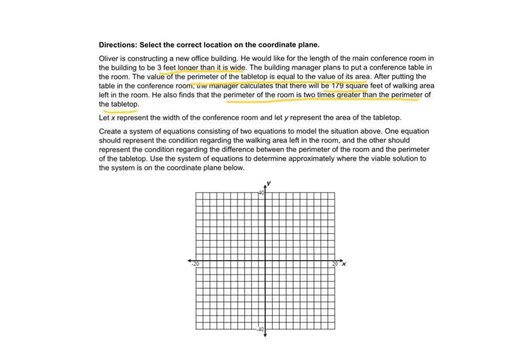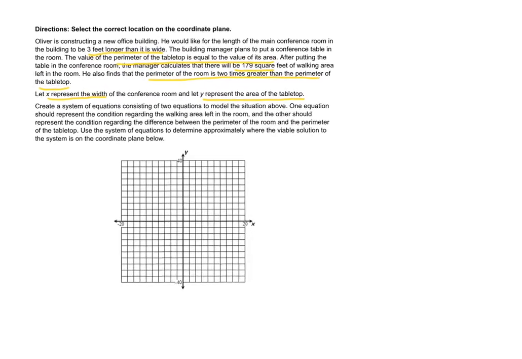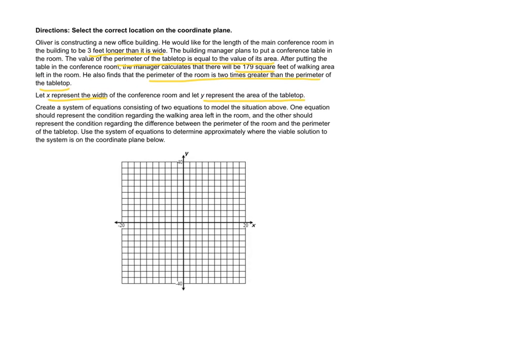So lots of key information there. So we want to use x to represent the width of the conference room and y to represent the area of the tabletop. In order to write this systems of equations, let's start putting together the pieces that we found through the introduction. So first of all, we have to talk about the area of the room, and we know that the perimeter of the room is 2 times greater than the perimeter of the tabletop, and that the perimeter of the tabletop is equal to the value of its area, and that there's 179 square feet of walking area left in the room.